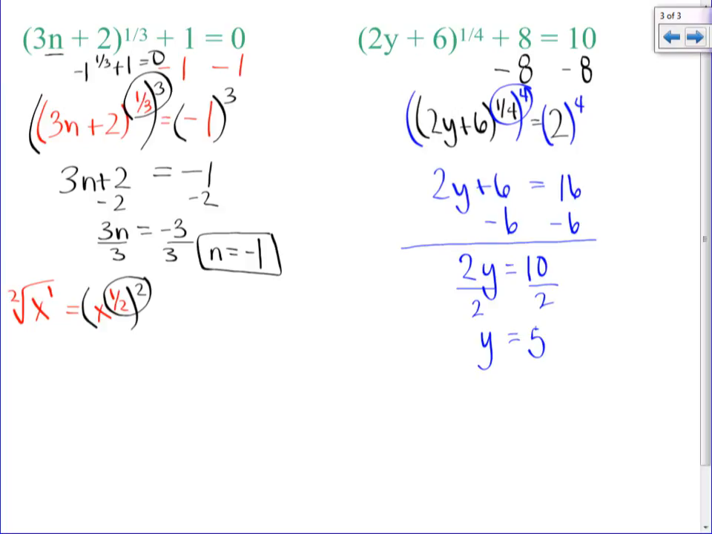Questions on that? Let's just throw this back in here and make sure it works. So we've got 2 times 5, so we got 10 plus 6, 16 to the 1/4 plus 8 equal to 10. 16 to the 1/4 power, or the 4th root of 16 is 2. 2 plus 8 is 10. So we're good. Questions? Okay.